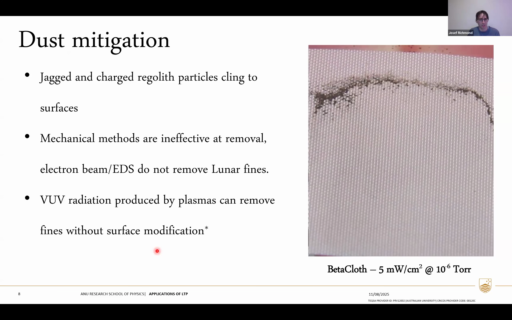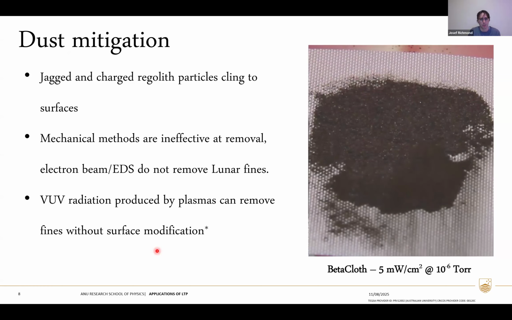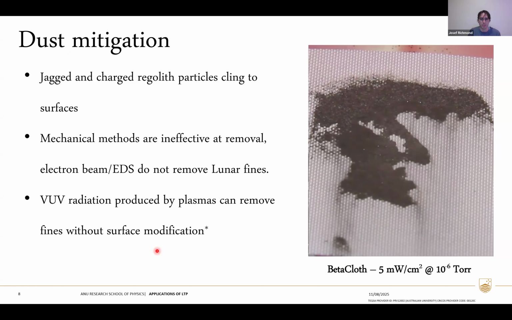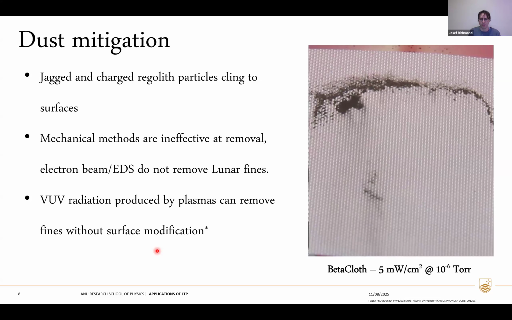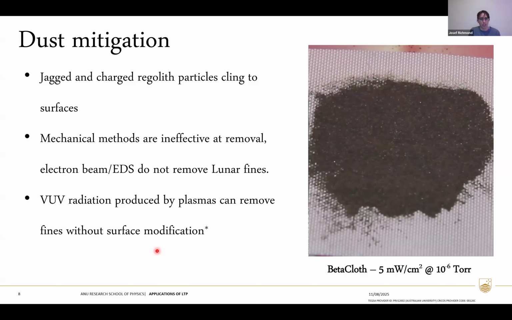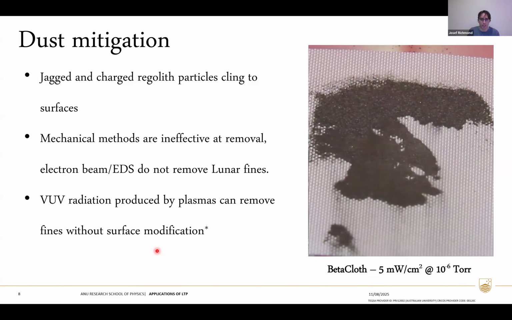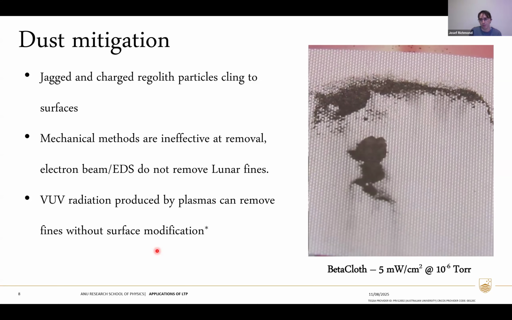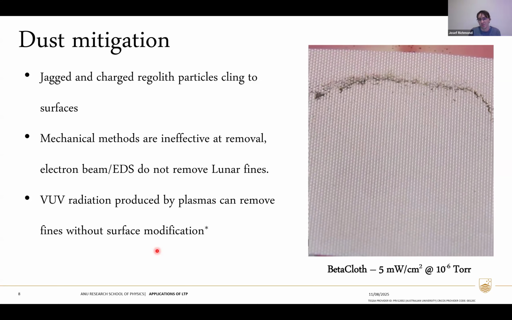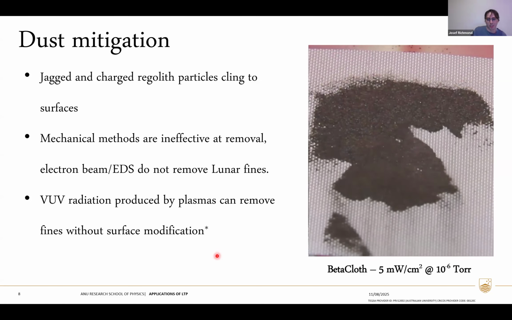Some electrostatic methods, so electron beam cleaning, the EDS system, very popular. We basically have electrodes embedded in the suit. Those are great. They do a good job of cleaning, but they don't work particularly well for the very fine stuff, and for our purposes, I'm calling that less than 25 micron. So they don't clean it too well. If you use really deep ultraviolet radiation, however, the kind that we generate with plasmas in the lab, you can really blast that stuff off in a short amount of time without surface modification. And there's an asterisk there, which you can ask about later.